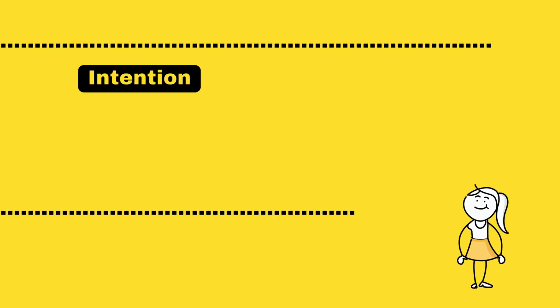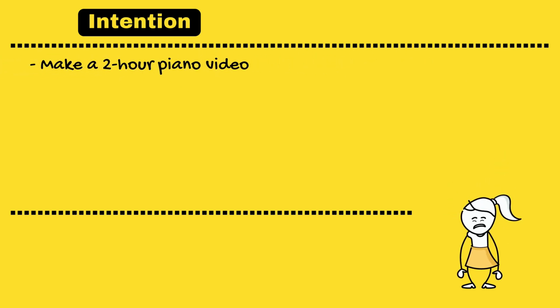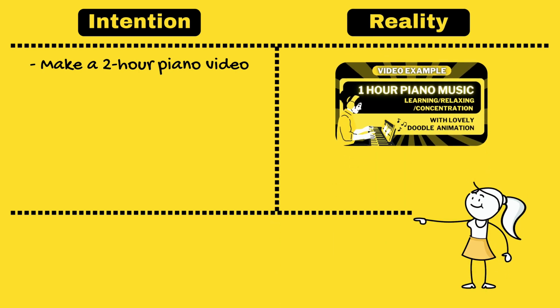At the beginning, I intended to make a 2-hour piano video instead of one, but I got lazy while editing the music video. That's why I ended up with a 1-hour video result. My initial math was that each soundtrack lasts around 2 minutes. In order to have a 2-hour music video, I will need around 60 soundtracks.